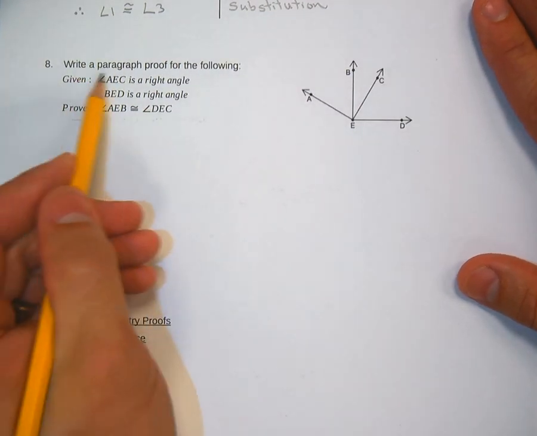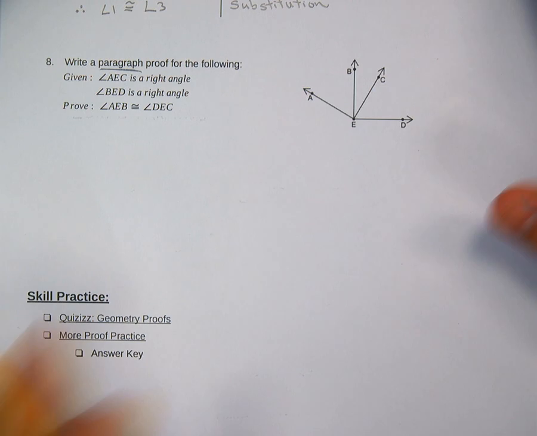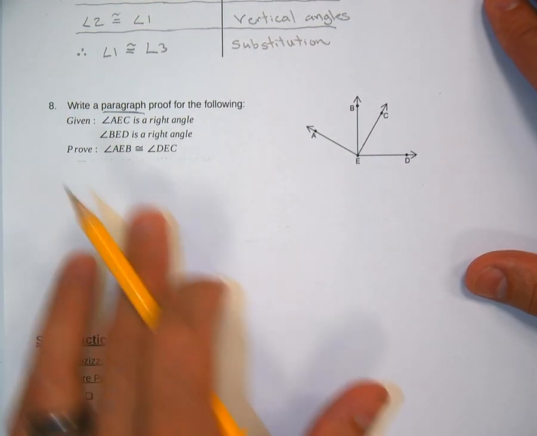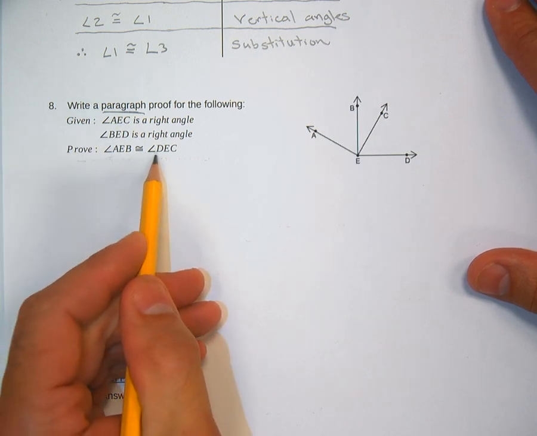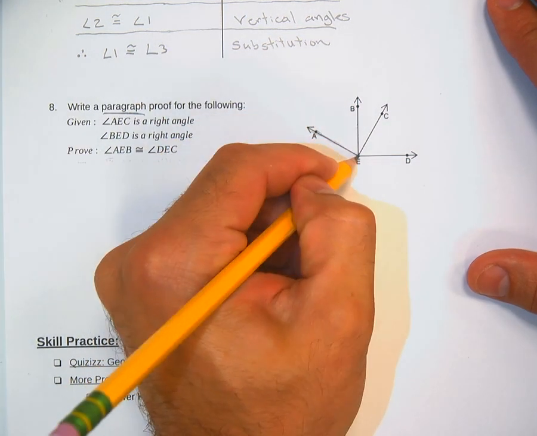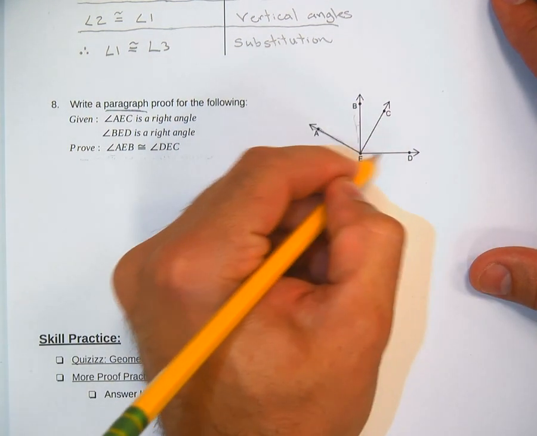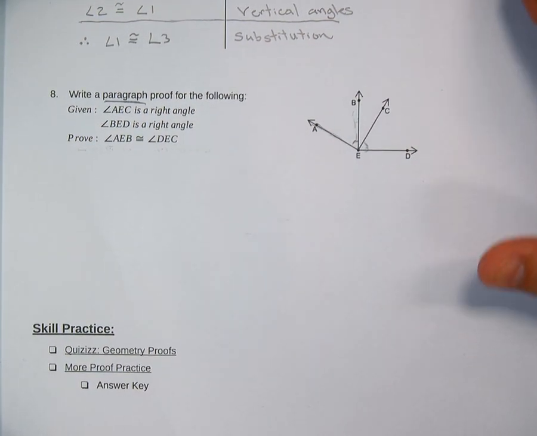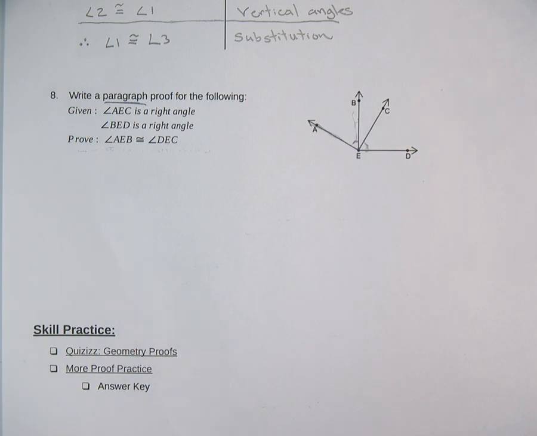And down here, I want you to actually write out a paragraph proof. So instead of using a table, you're just going to write out sentences that explain your thinking to try to prove that angle AEB is congruent to DEC. AEB, so this guy right here, is congruent to DEC, this angle over here. That those two angles are congruent is what you're trying to prove. So this one's a little lengthy. Paragraph proofs are always a little annoying because you have to write a lot. But go ahead and pause the video and see if you can write this out or figure out at least the thinking right now.